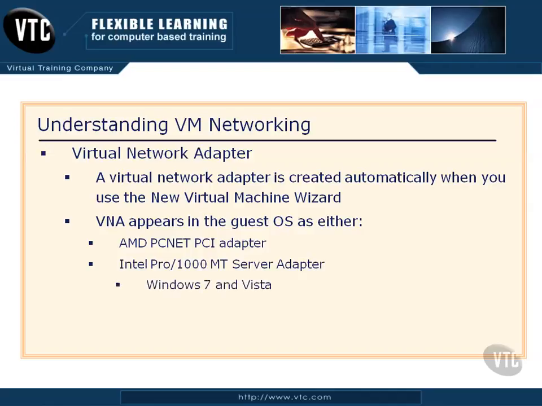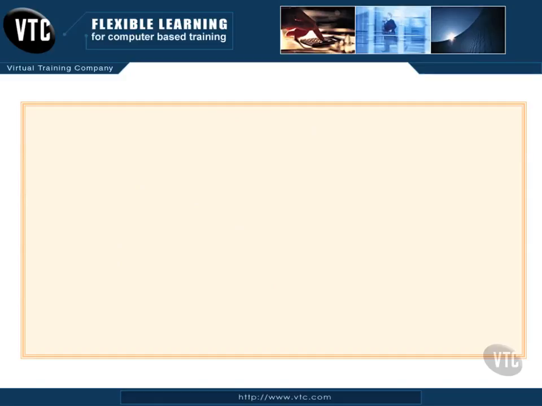And what's interesting here is if you're on Windows 7 or Vista, it's always going to be Intel Pro 1000 MT server adapter. So if I were to go out into Workstation, open up my Vista virtual machine, and go look at the network and look at the adapter card that machine thinks it has, it thinks it's running an Intel Pro 1000 MT server adapter, and it's got an IP address assigned to it.